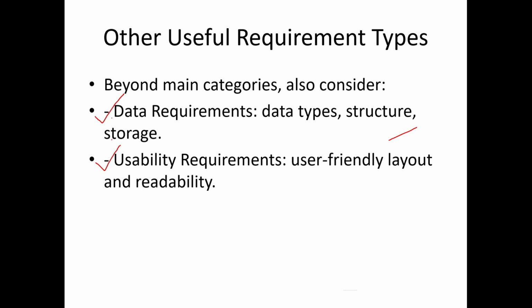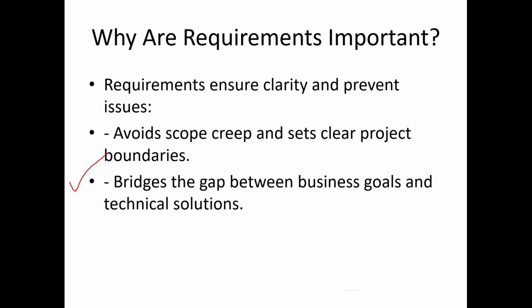So now let's focus on data requirements. These are other useful requirement types, along with usability requirements. Data requirements include specifics like data types, structure and storage needs. For example, when handling financial transactions, you need precision and rounding to avoid big errors. And usability requirements focus on ease of use. A user-friendly interface should have clear labels, accessible fonts, and a layout that makes sense.